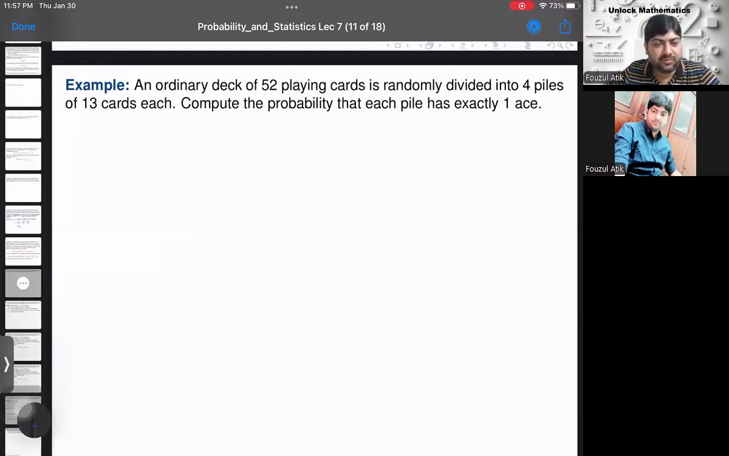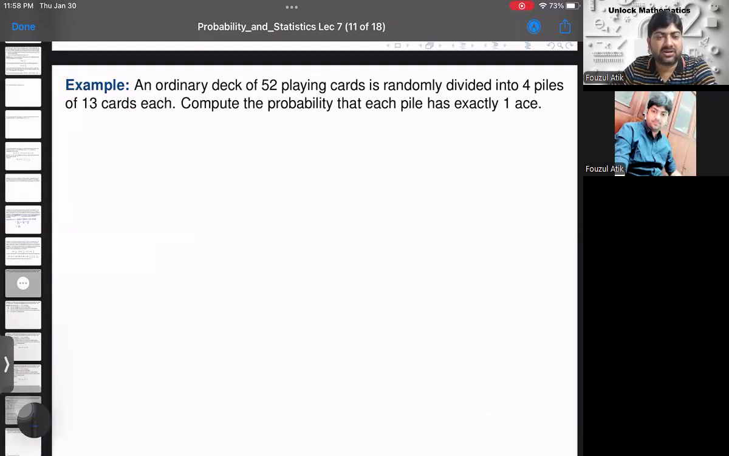An ordinary deck of 52 playing cards is randomly divided into 4 piles of 13 cards each. Then compute the probability that each pile has exactly one ace. So basically you have a standard deck of 52 cards. You divide it among 4 persons maybe. So you have 4 piles and each of them contains 13 cards. Now you have to find the probability that each pile has exactly one ace.